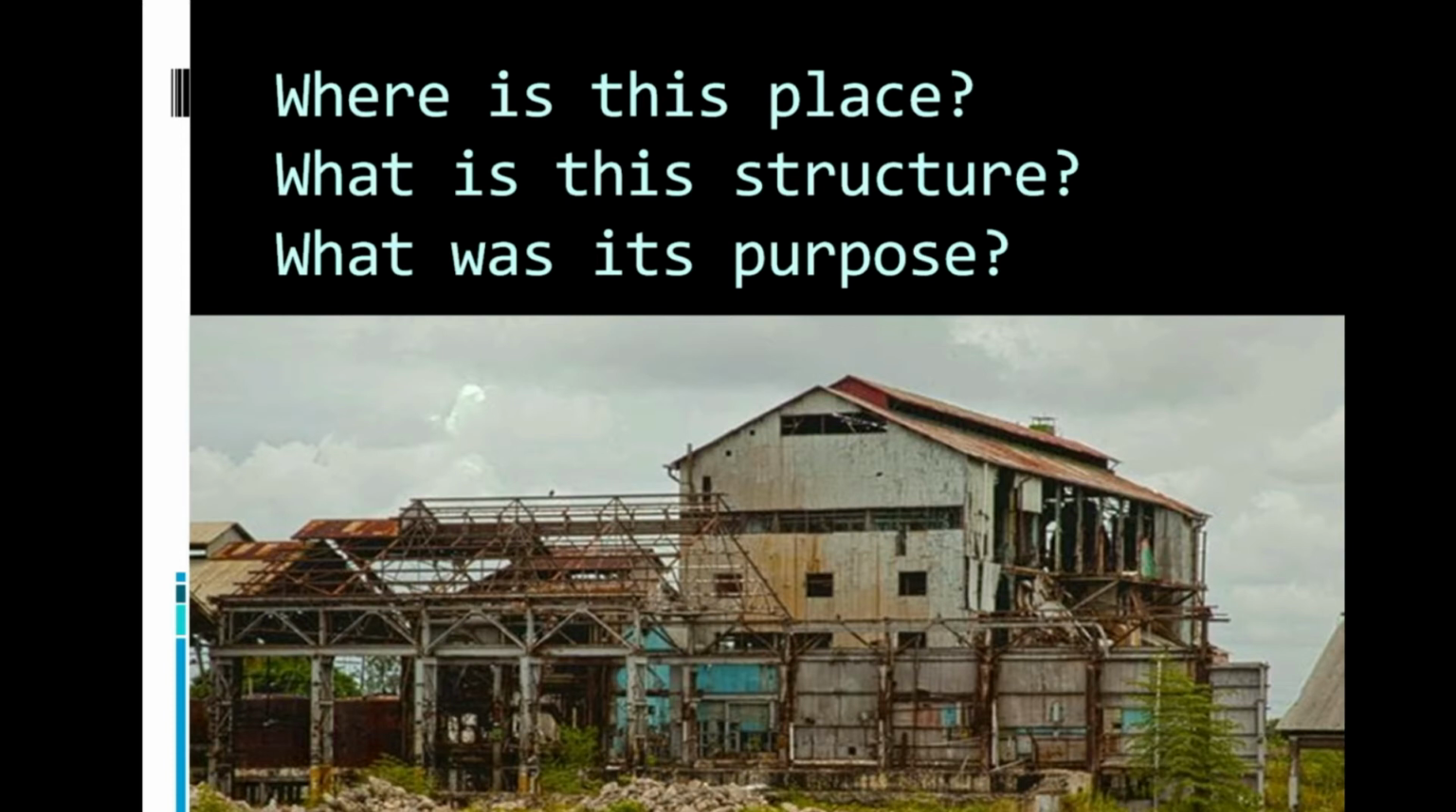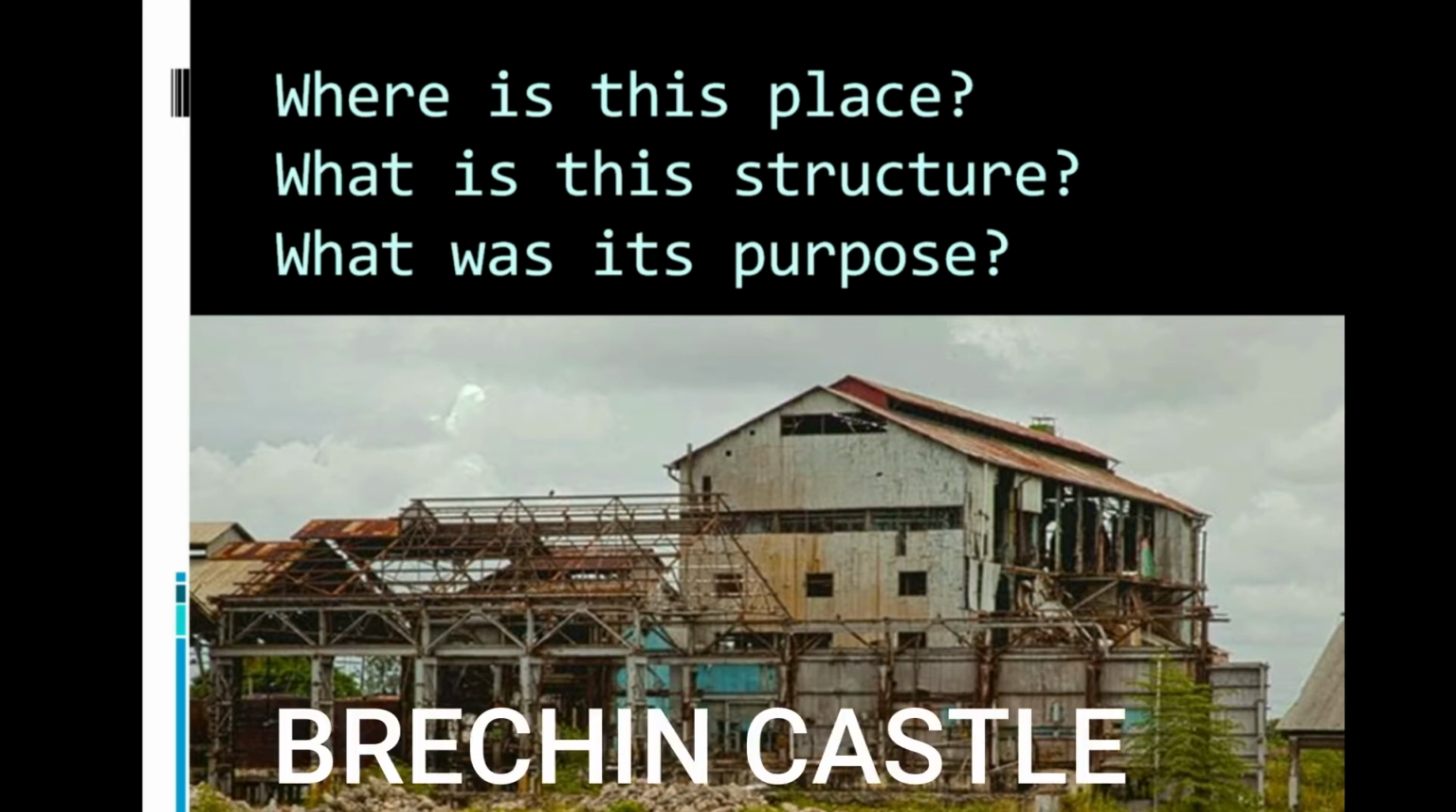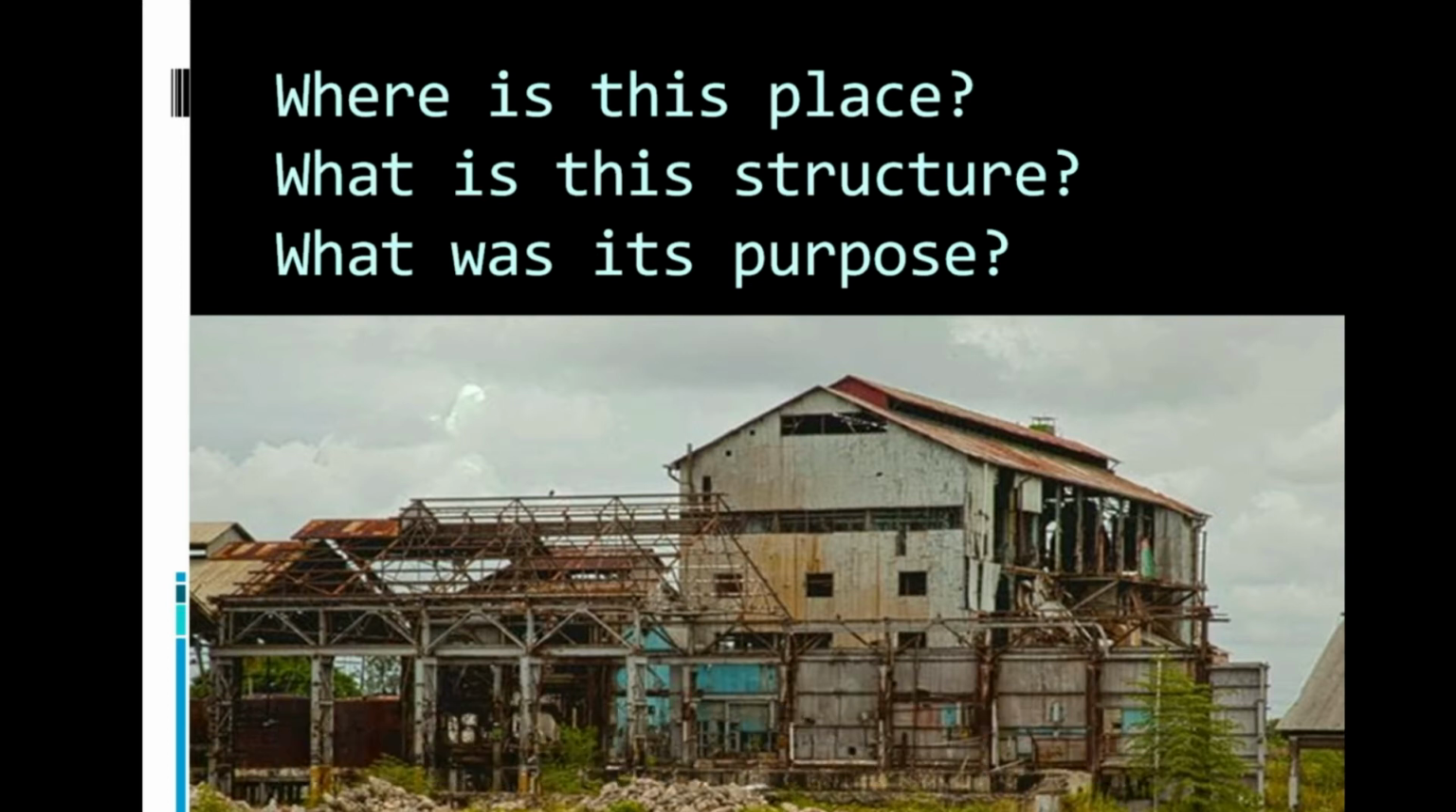That is, of course, when Caroni 1975 Limited was in existence. Now, the image on this particular screen simply shows Brechin Castle. And Brechin Castle was situated in Couva. It was the location where the sugar factory was located. That was, of course, before the sugar industry collapsed, was shut down in the year 2005.